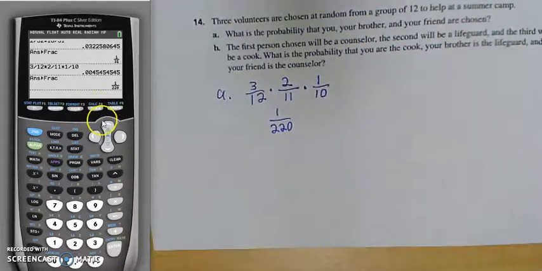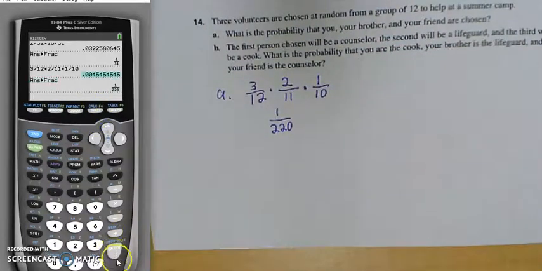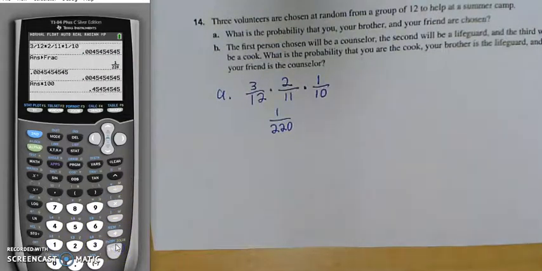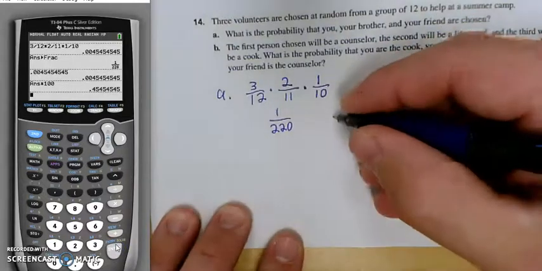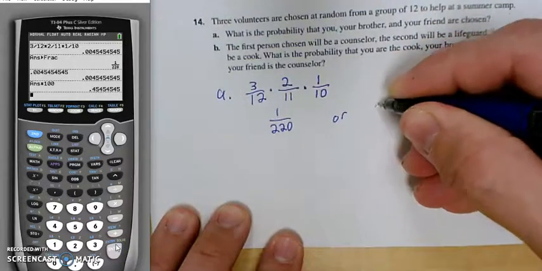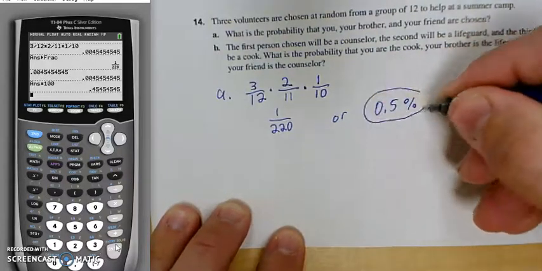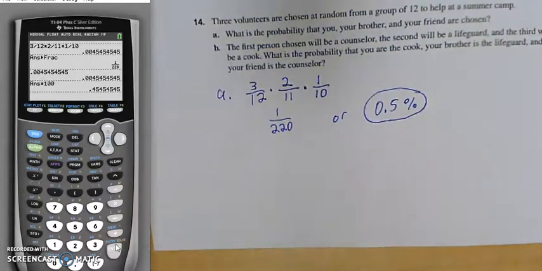Or, what I could have also done is multiplied the decimal by 100. And I would get 0.5%, since the 4 would round up there. All right, moving on to part B.